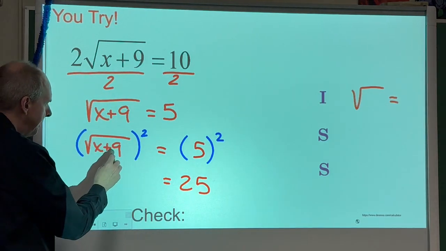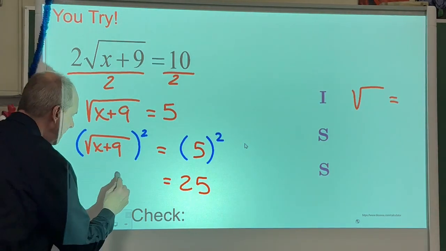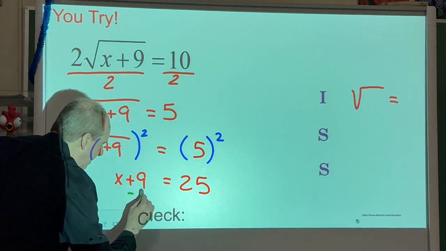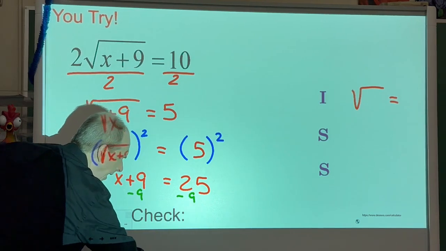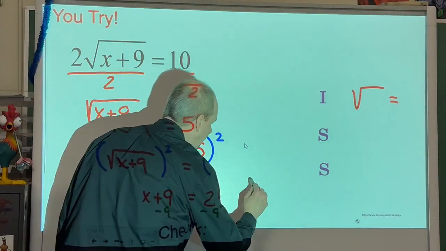Square root of x plus 9 squared. Remember, a square root and a square cancel each other out. It simply leaves us x plus 9. To finish it, minus 9, minus 9. Whatever 25 minus 9 is, should be our answer unless we made a mistake.